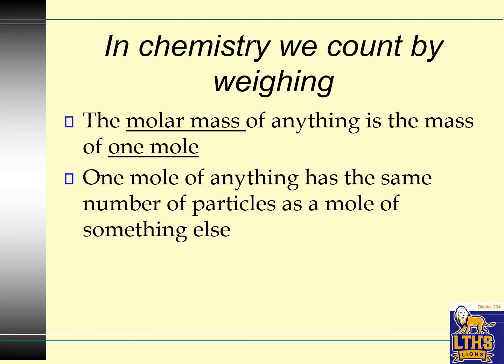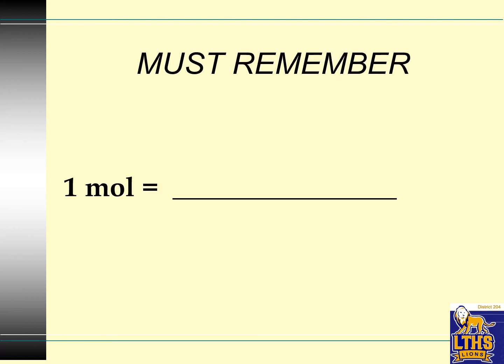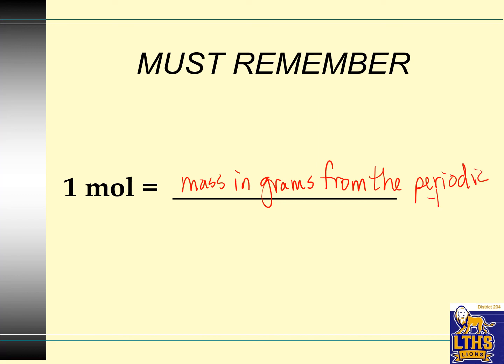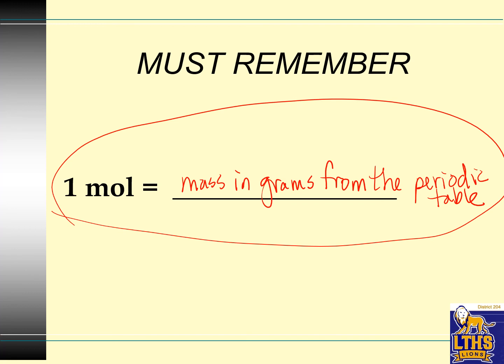Okay, so 1 mole has the same number of particles as a mole of something else. So we must remember that 1 mole is equal to the mass in grams from the periodic table. All right, so 1 mole is equal to mass in grams from the periodic table. Keep that in mind.